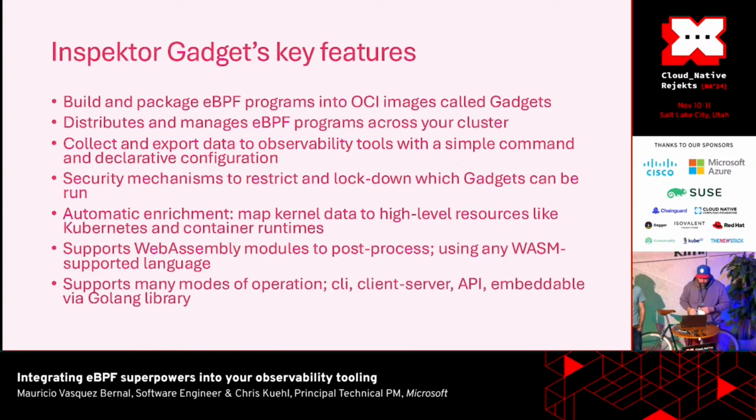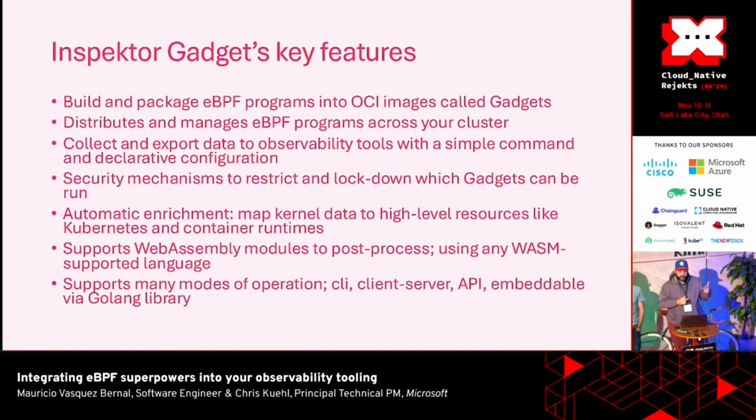So before we get to our first demo, I want to run through these key features so you're kind of understanding what's going on, what's the point of this. So Inspektor Gadget builds and packages eBPF programs into OCI images called gadgets. It distributes and manages the eBPF programs across your cluster. Now, if you look at these first 2 points, people have said that basically it looks like a package manager and an orchestrator for BPF programs. And it does do that. It also does other things.